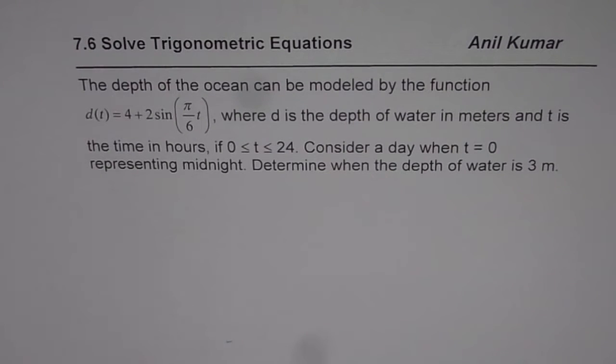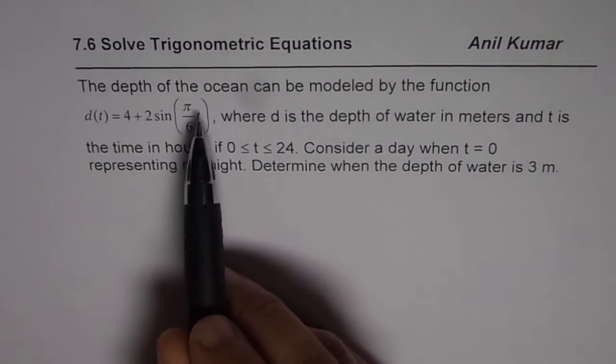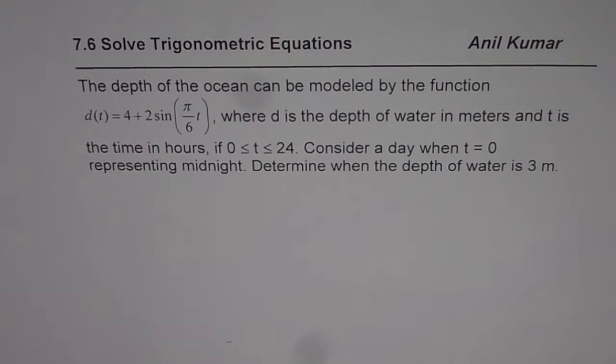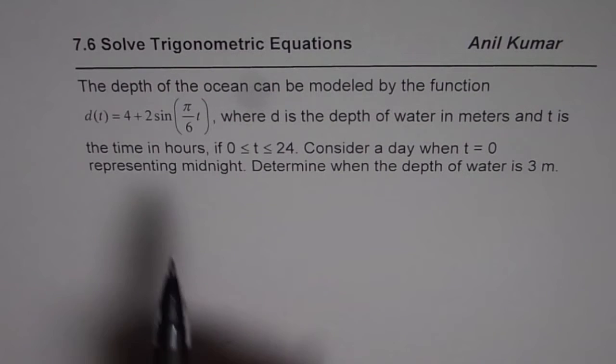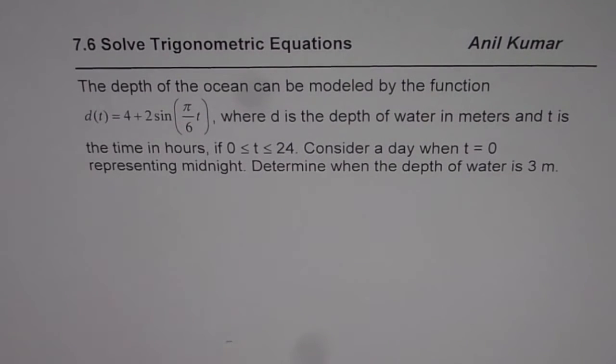The question which we are discussing is, the depth of the ocean can be modeled by the function d of t equals 4 plus 2 sine pi by 6 t, where d is the depth of water in meters and t is the time in hours, if t is greater than or equal to 0 and less than or equal to 24. Consider a day when t equals 0, representing midnight. Determine when the depth of the water is 3 meters. So we have to find all the times when the depth of the water is 3 meters in the duration 0 to 24 hours, correct?